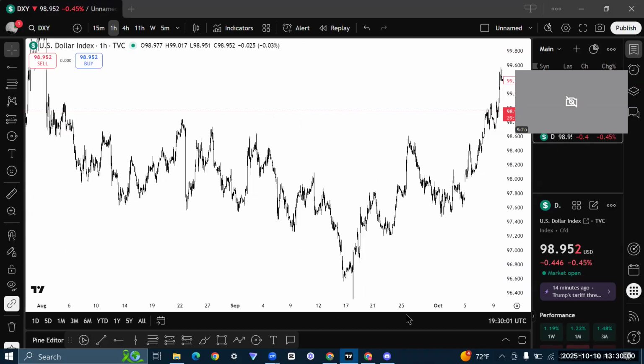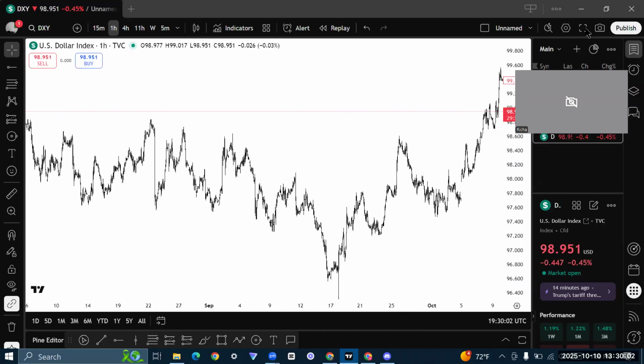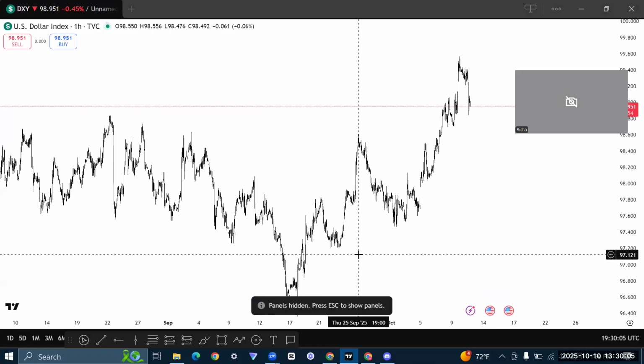So first things first that we got to understand is market direction.